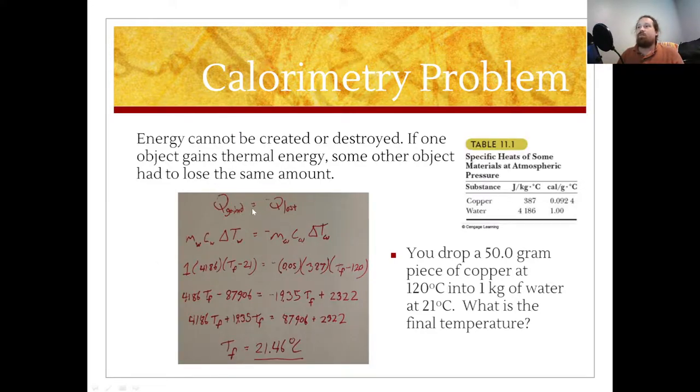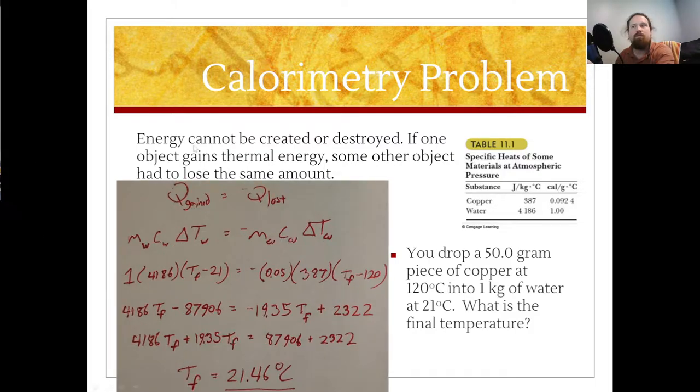So, we're going to start with Q gained equals Q lost. The water is going to be the side gaining thermal energy, and the copper is going to be the side losing thermal energy. So, on the gained side, we're going to take our Q gained and we're going to replace it with MC delta T, because we know that Q equals MC delta T, and that means that anytime we see a Q, we're free to replace it with MC delta T, and that's exactly what I did here.